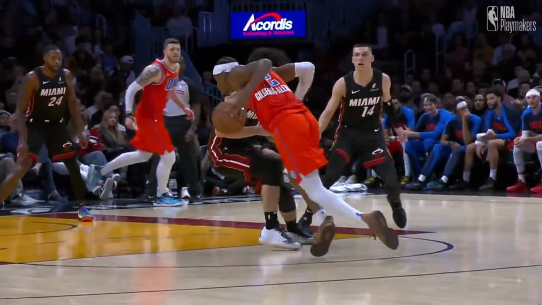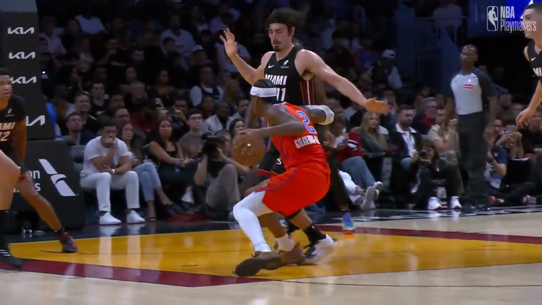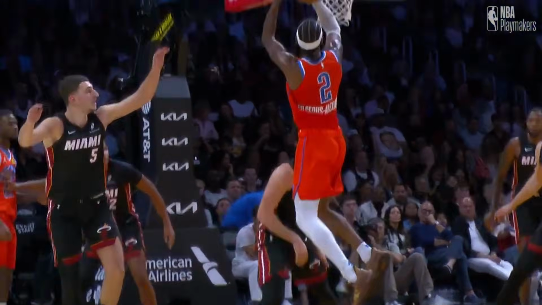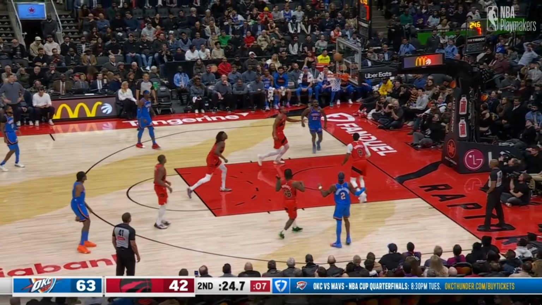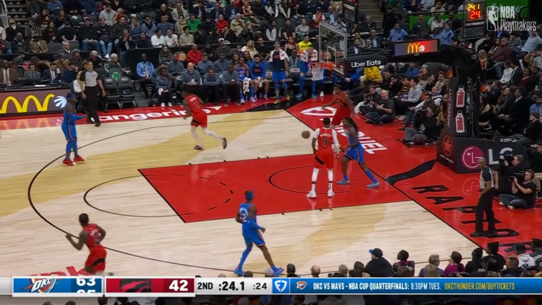And that's a great example of his ability to finish in the mid-range area, this time from just about. Shai once again. Oh, the line drive shot in the mid-range.